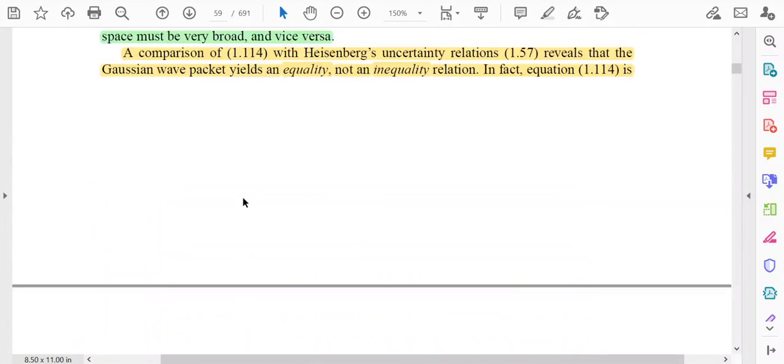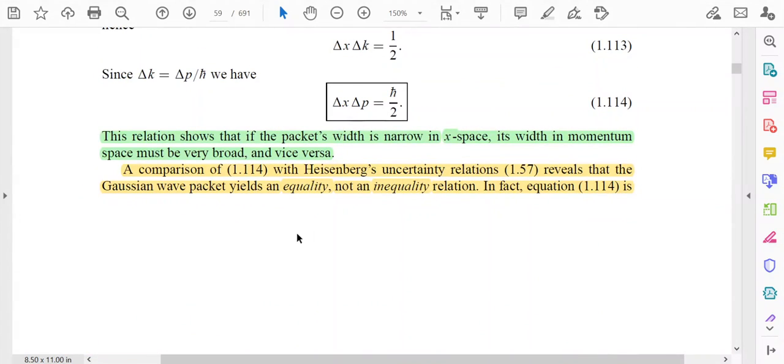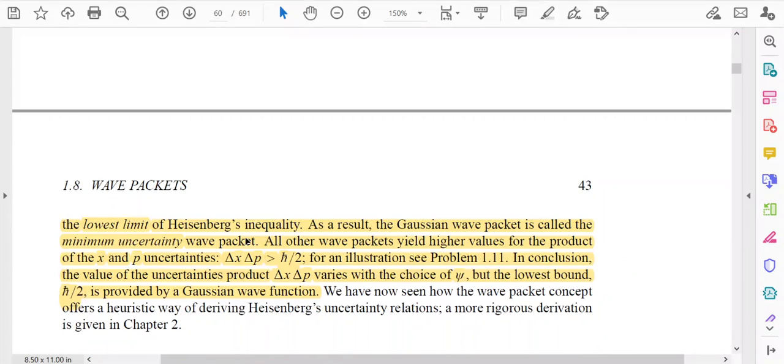That is the equation described here, equation 1.114. This is the lowest limit of the Heisenberg inequality because we have assumed the wave packet is Gaussian in nature. All other wave packets yield higher values for the product of x and p uncertainties, that is delta x delta p greater than or equal to h cut by 2. So in conclusion, the value of the uncertainty product delta x delta p varies with the choice of psi, but the lowest bound h cut by 2 is provided by a Gaussian wave function.